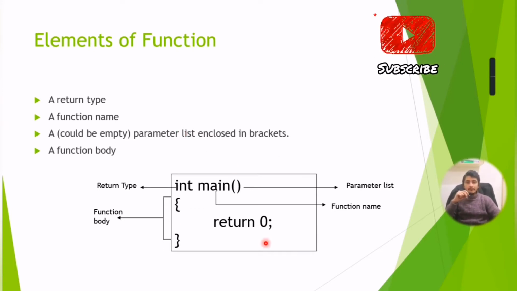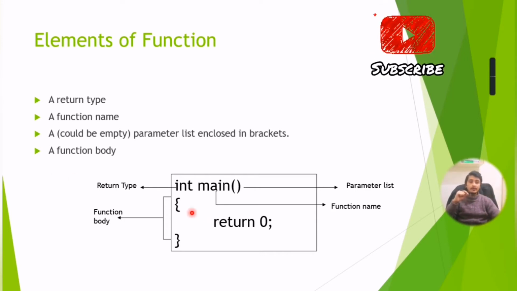Now we will be discussing the elements of the function, what these individual things mean. The elements of a function include a return type. A return type means we need to define the type of the function, and then at the end of the block of code we need to return a value of the type we have assigned to that function. A function name, it should have a function name. A parameter list enclosed in brackets, and these parameters could be empty. A function body. If you find these four things in some particular block of code, then it is a function.